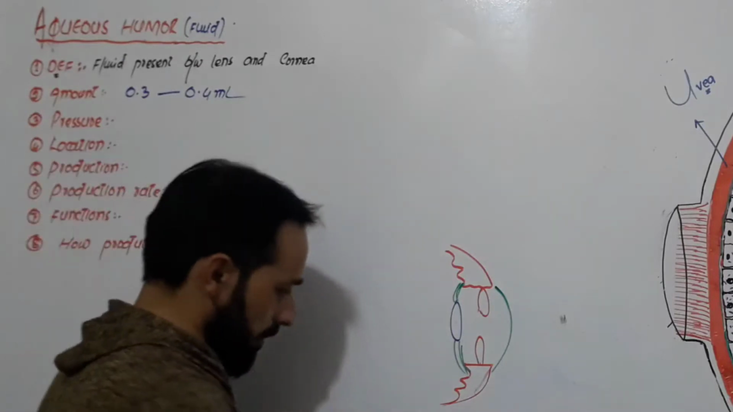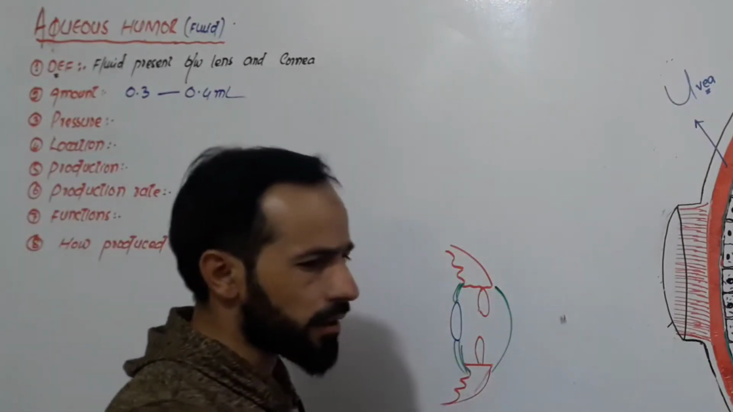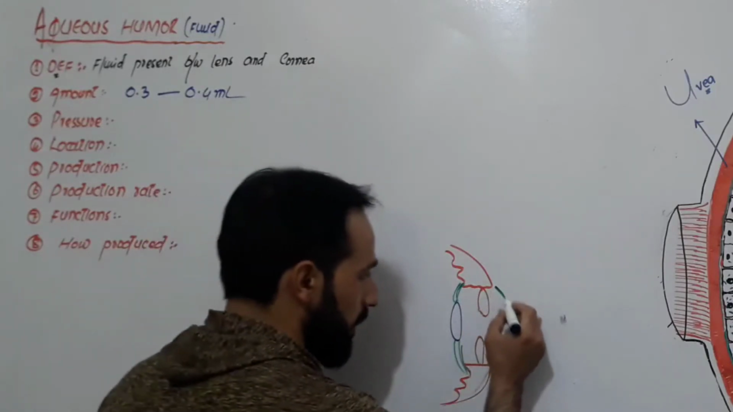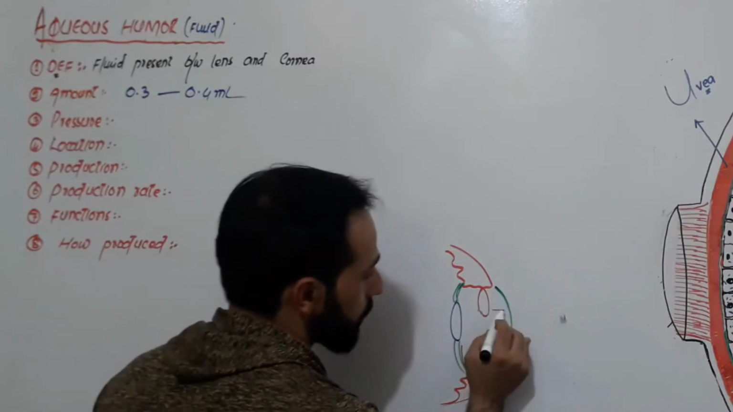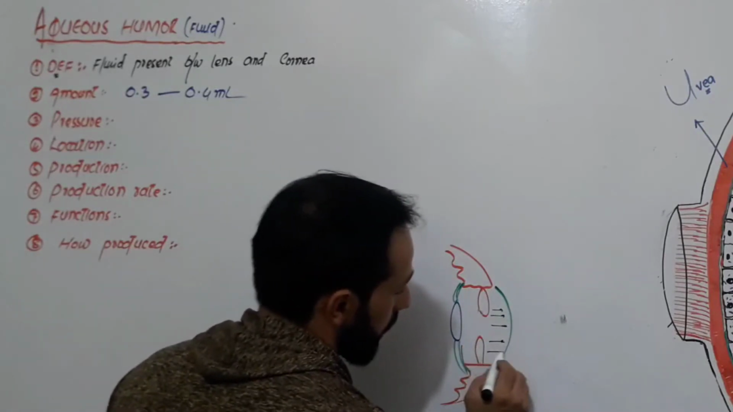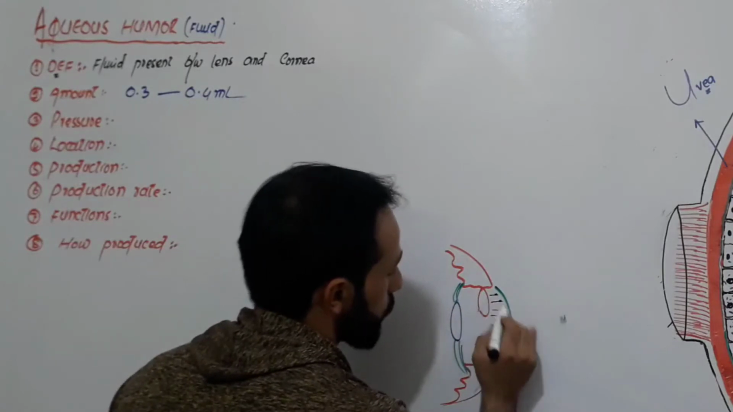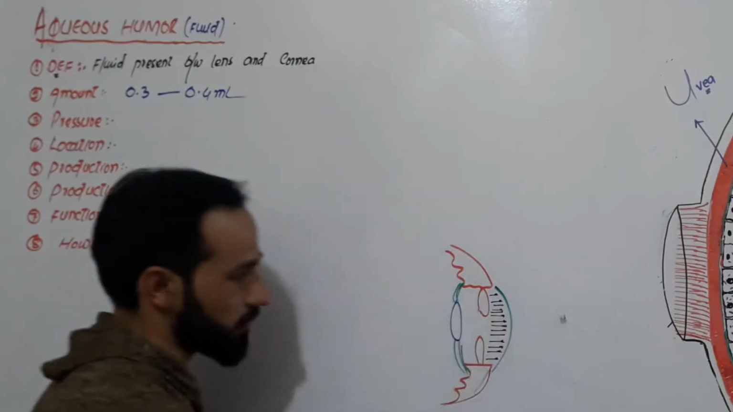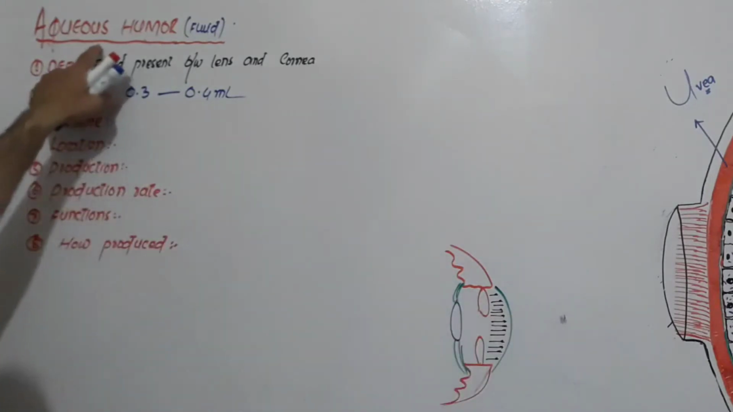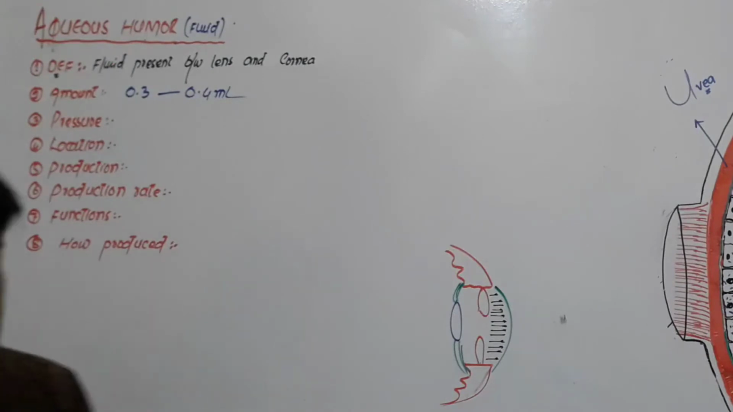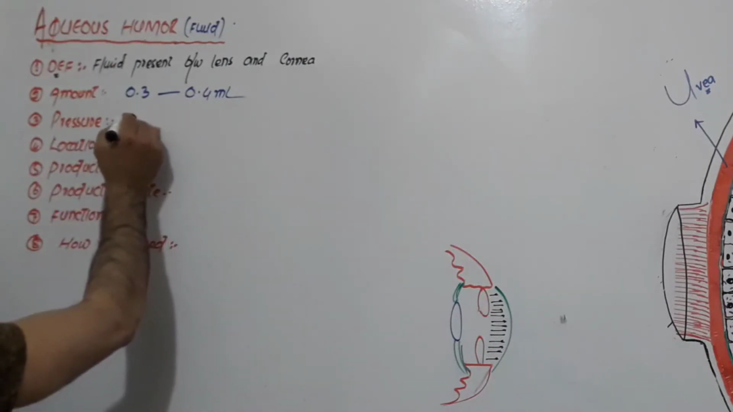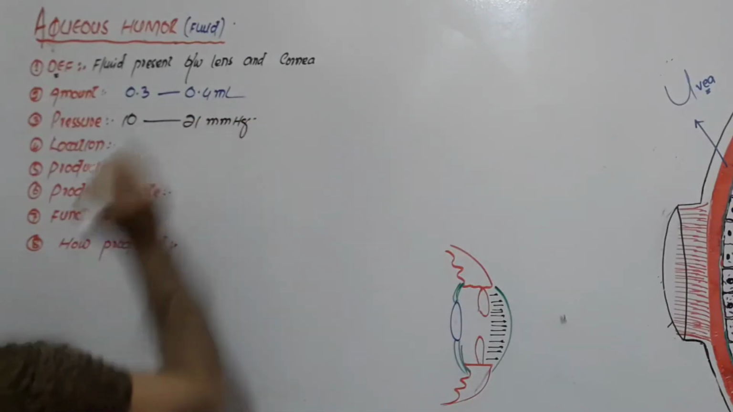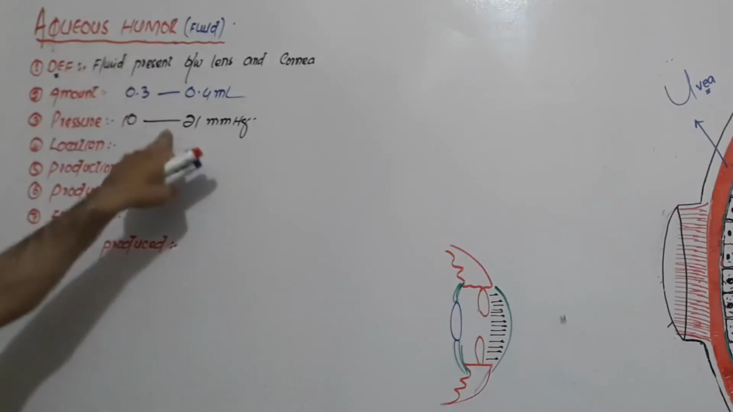And this fluid, you know that when everywhere there is a fluid present, that fluid applies some pressure, right? Why is the cornea having a shape like this? Because from here these fluids apply pressure on the cornea to keep the cornea in its position and to give special shape to the cornea. So this aqueous fluid also applies pressure, and that pressure is from 10 to 21 mm of Hg, millimeter of mercury. The pressure of aqueous humor is this one.